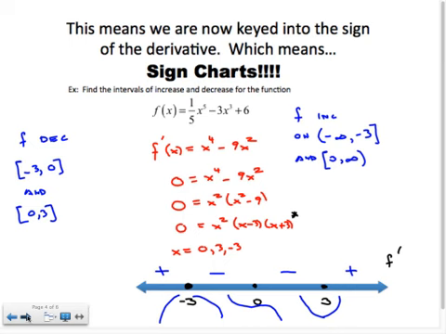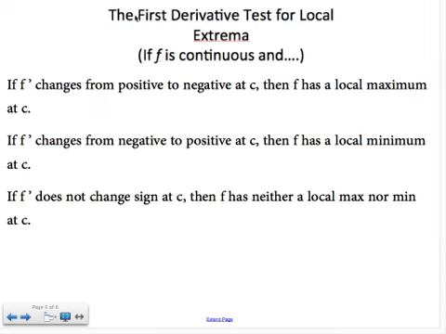So that will lead us real quick to what's called the first derivative test for local extrema. If your function is continuous, that's a stipulation of these facts here, and if f prime changes from positive to negative, that means your function f changes from increasing to decreasing, then you'll have a local maximum at c. This one talks about local minimum, and then this one talks about no sign change happening at c, then you'll see neither a max or min, you'll see a saddle point.